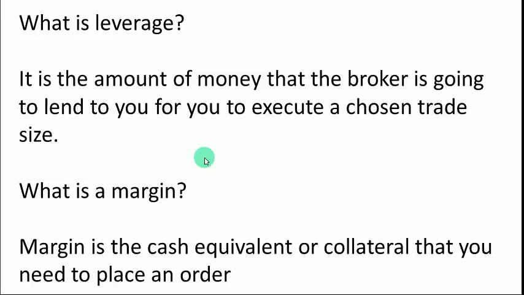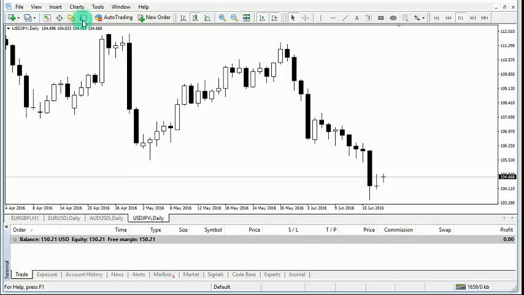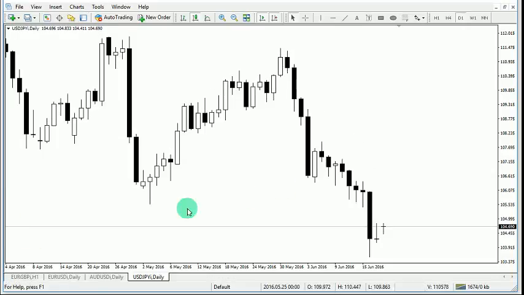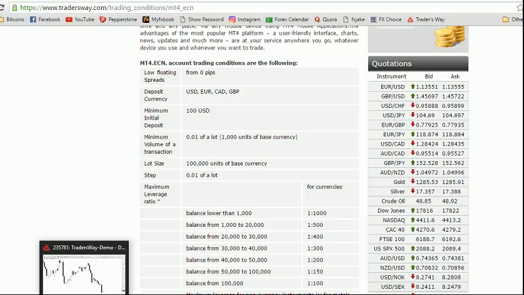While margin, do not confuse yourself about what margin is. Margin is technically your account balance. So if you look at the terminal here, you see your balance here, 150.21. That's going to be the same as your equity, and that's going to be the same as your free margin. Margin is just some fancy name for something on the forex market, but technically that is your account balance.